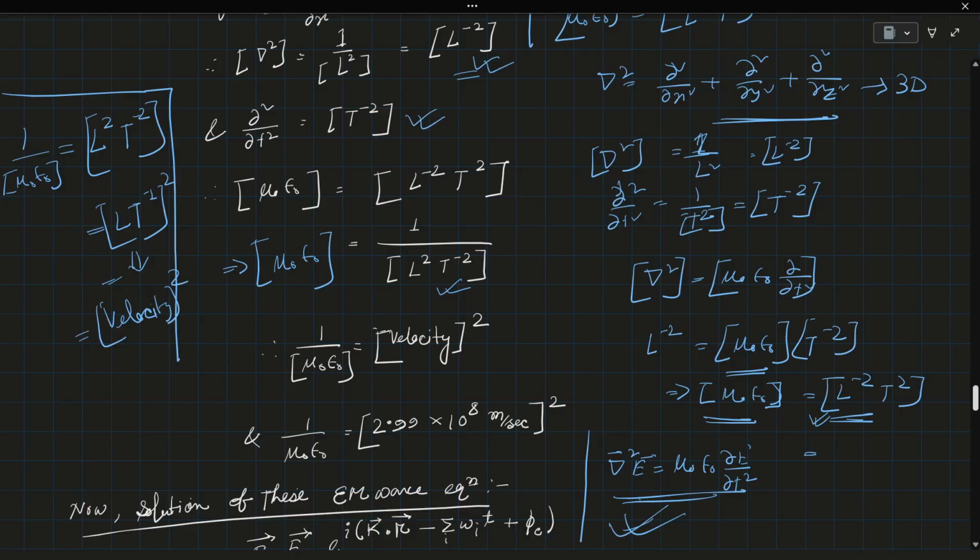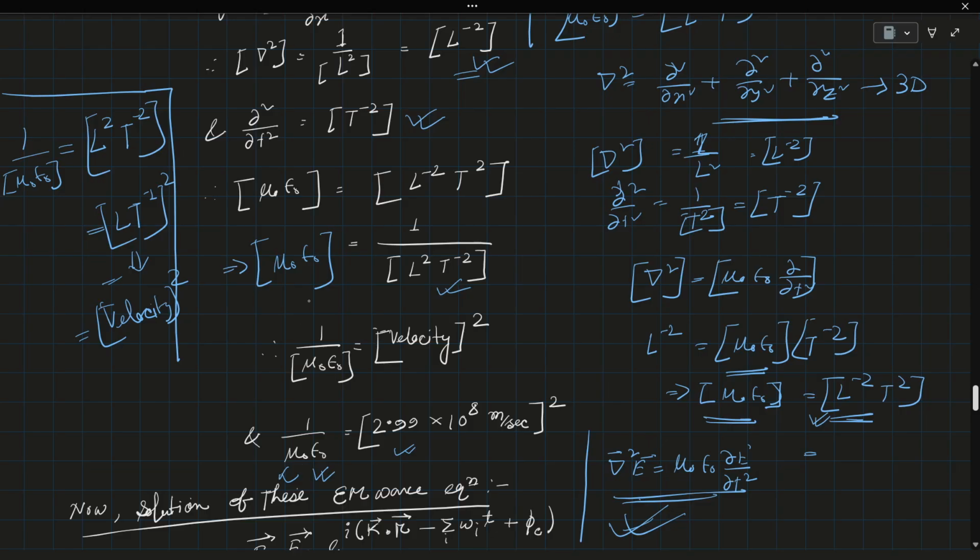So I was just talking about this. The dimension of 1 by mu naught epsilon naught is velocity square. I hope you got this. What is the value of this? If I put in the values of mu naught, the permeability of free space, and epsilon naught, the permittivity of free space, then I am going to get 2.99 into 10 to the power 8 meter per second, whole square.